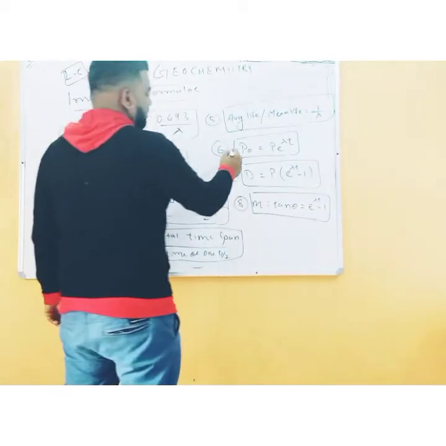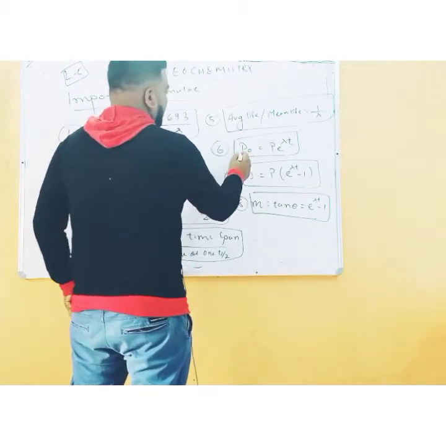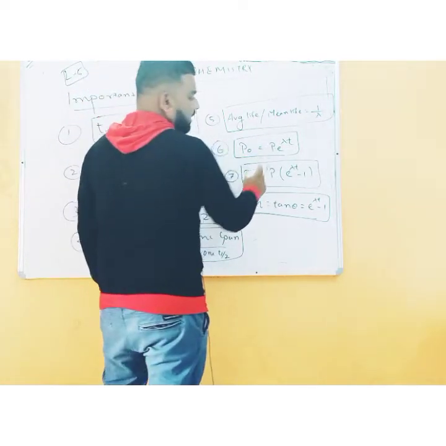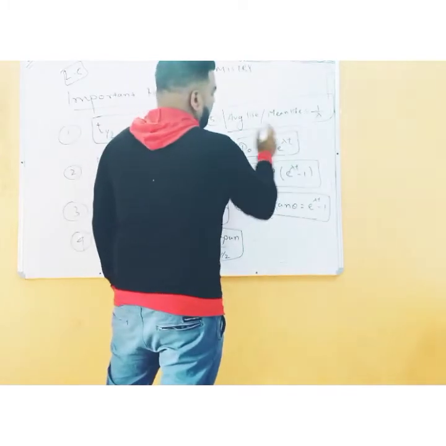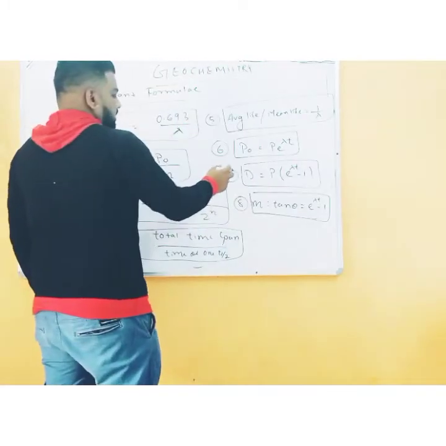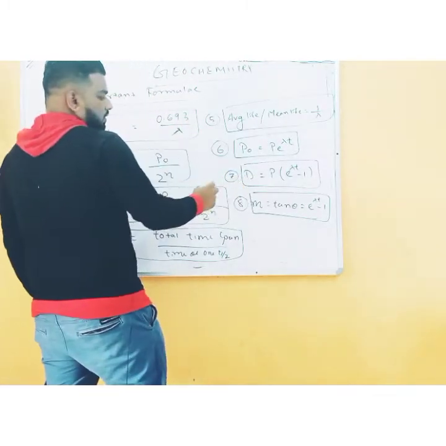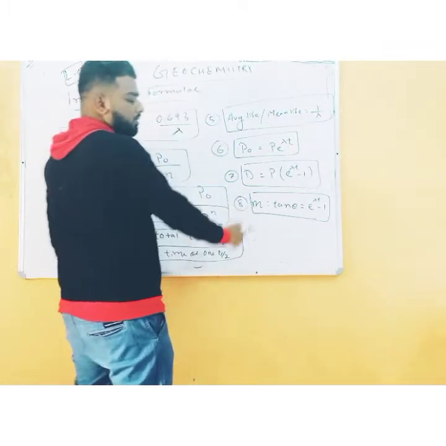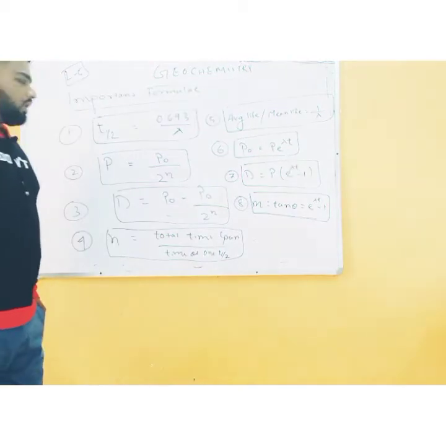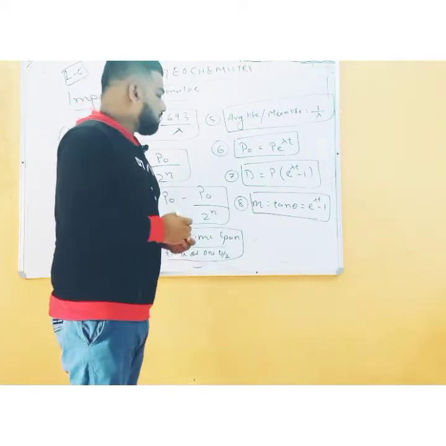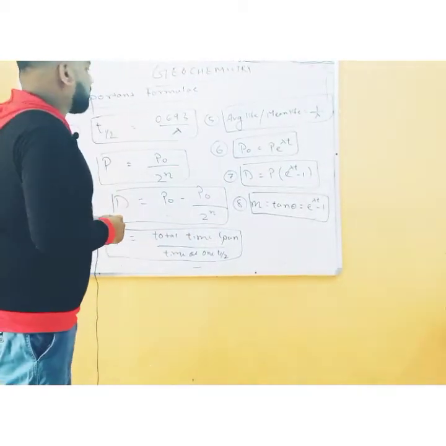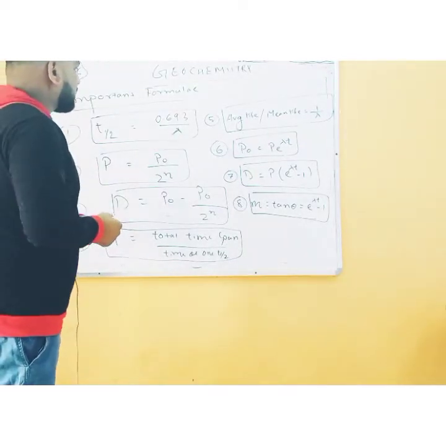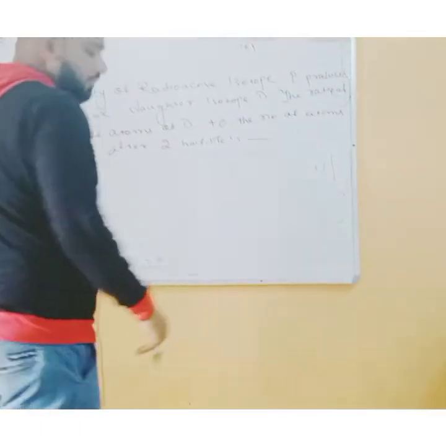The sixth one is the concentration of parent nuclei at the time of its origin, which is equal to the concentration of parent nuclei at any time into e to the power lambda t. And the concentration of daughter nuclei at any time is equal to e to the power lambda t minus 1. And m is the slope. Slope is equal to tan theta, which is equal to e to the power lambda t minus 1. Now we are going to discuss some numericals of GATE and IIT JAM. So stay tuned.